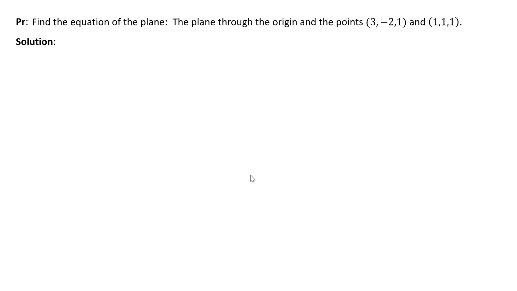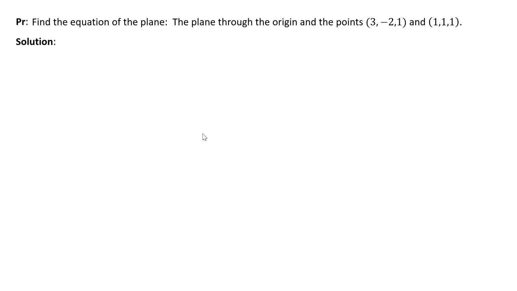Find the equation of the plane through the origin and the points (3, -2, 1) and (1, 1, 1). Ooh, the plane through 3 points. Origin is (0, 0, 0). So, is there a way of finding a plane based on 3 points on the plane? This is actually very important because it's a very natural thing to talk about. Why is it a natural thing to talk about?